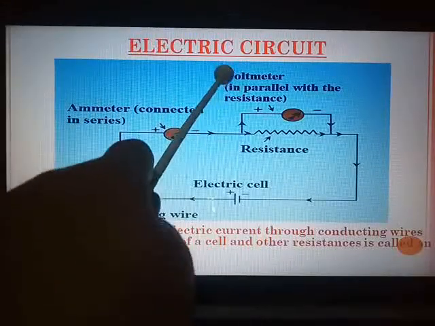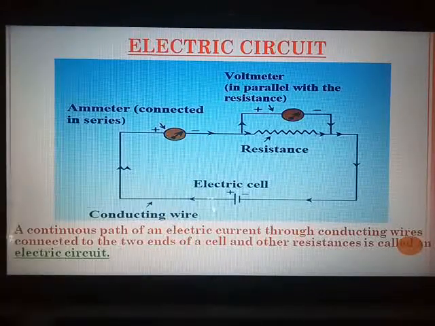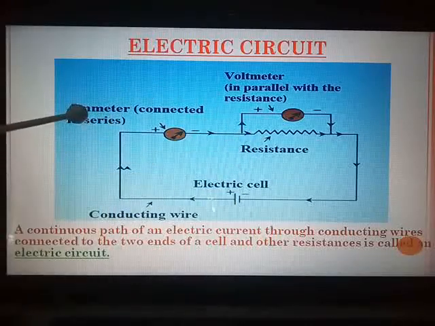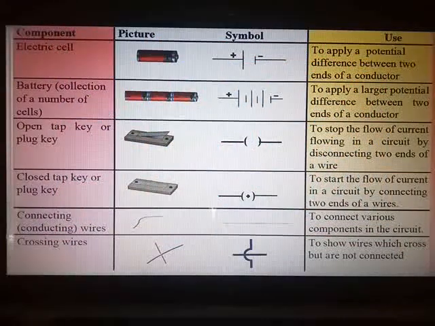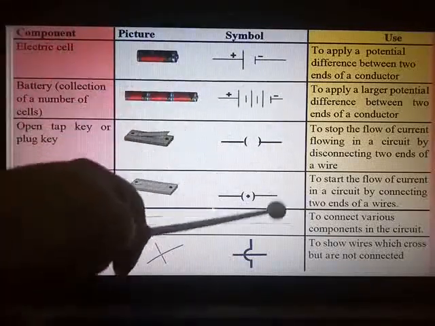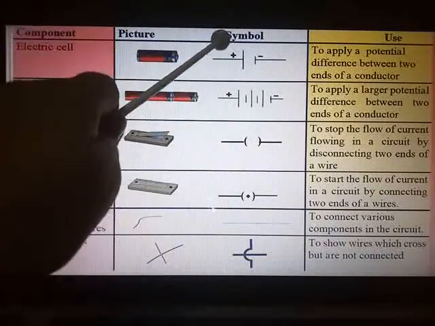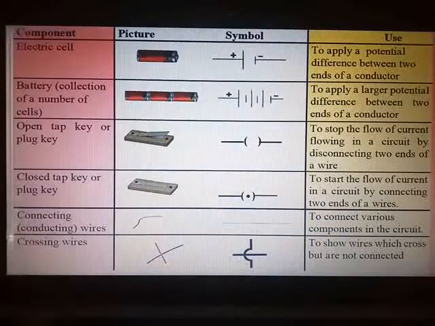A voltmeter is used to measure the potential difference between the two ends of the resistor. So you can see electric cell, resistance, ammeter, voltmeter, and all these denominations in your textbook on the next page, page number 36. The components, the names of the components, pictures. This is very important: the symbols which you are going to use in place of the picture while drawing the scientific circuit diagram, and what is the use of that particular component.